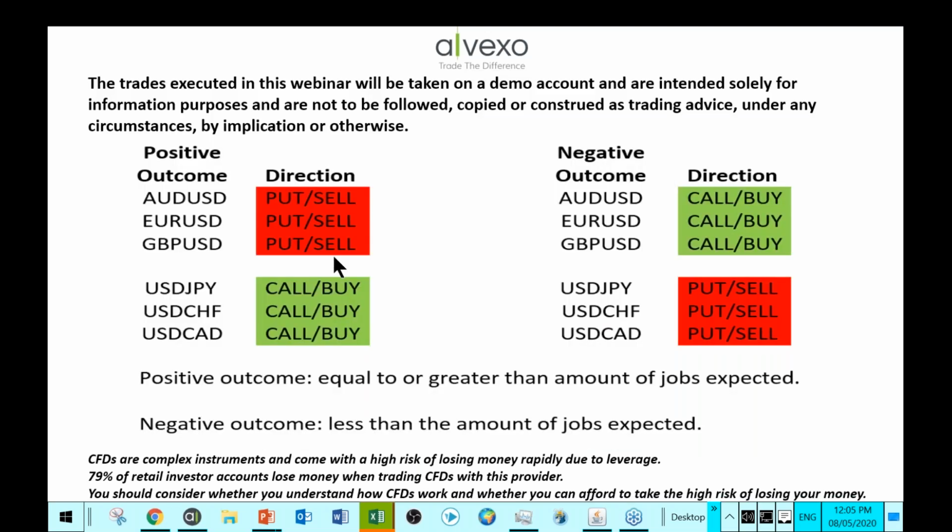Now, this is really what I wanted to call your attention to. This is the setup for the report. All right. The trades. In the event that the outcome is positive. Oh, and let's keep to the theory first, and then we'll go to the actual practice after that.